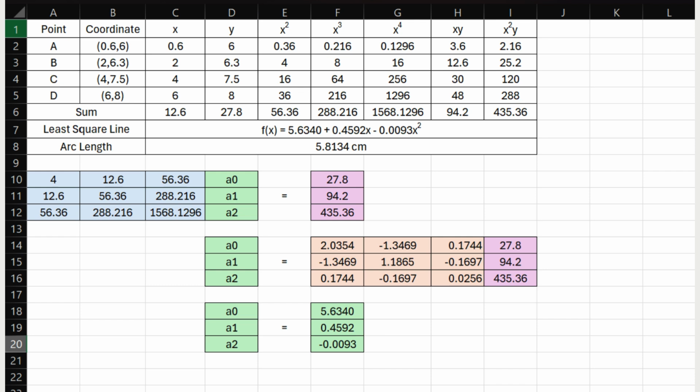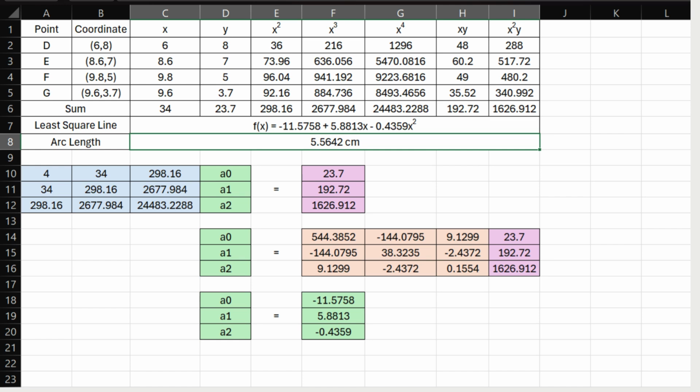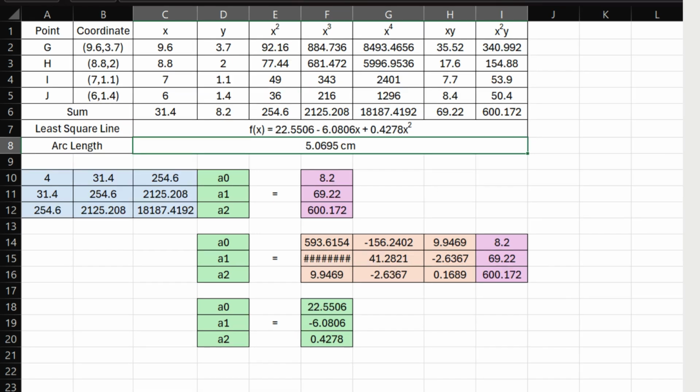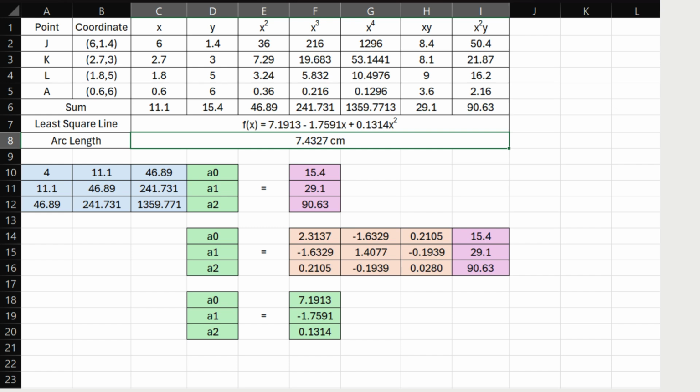After finding the fitted equation, we will repeat this step by taking the last point that we have plotted and taking 3 more points, a total of 4, to do the same thing again until we get the whole perimeter of the leaf.